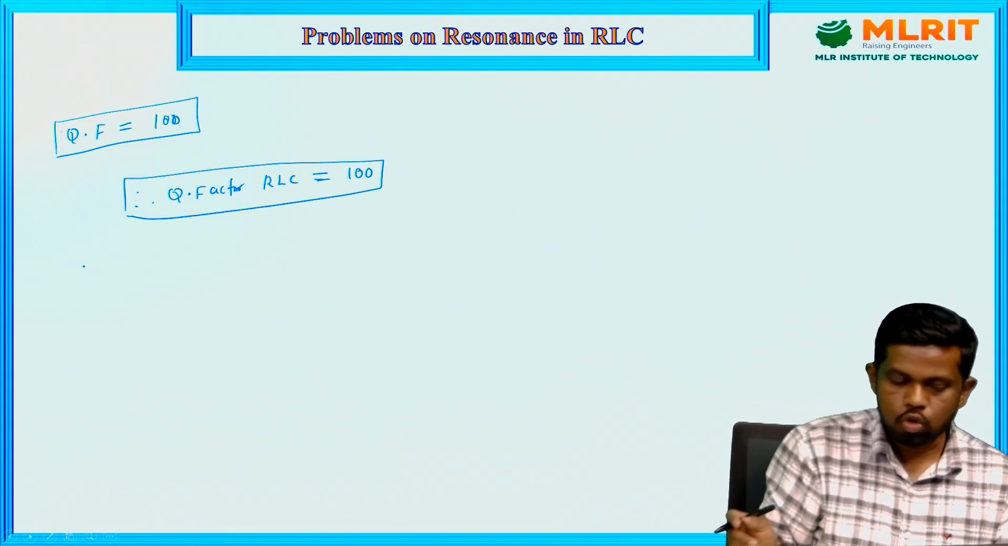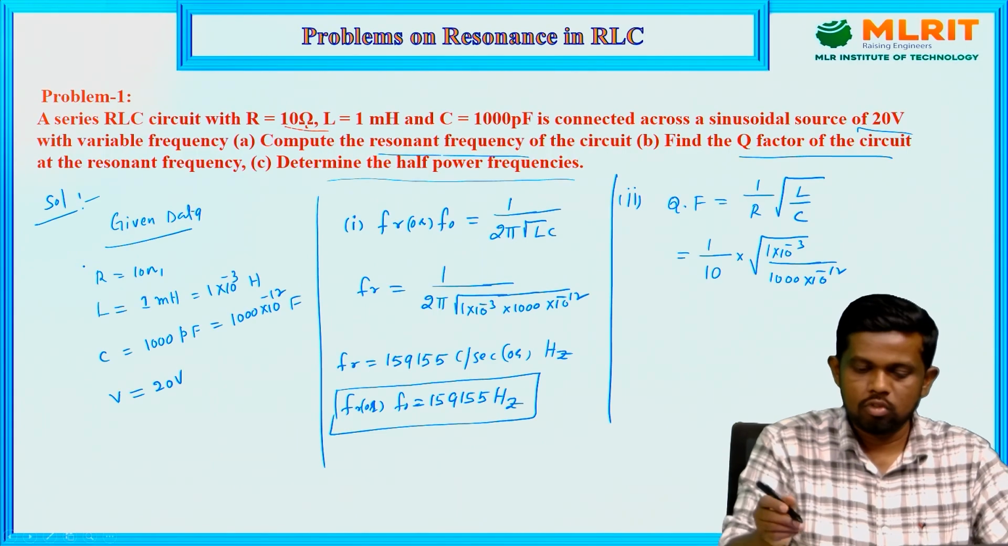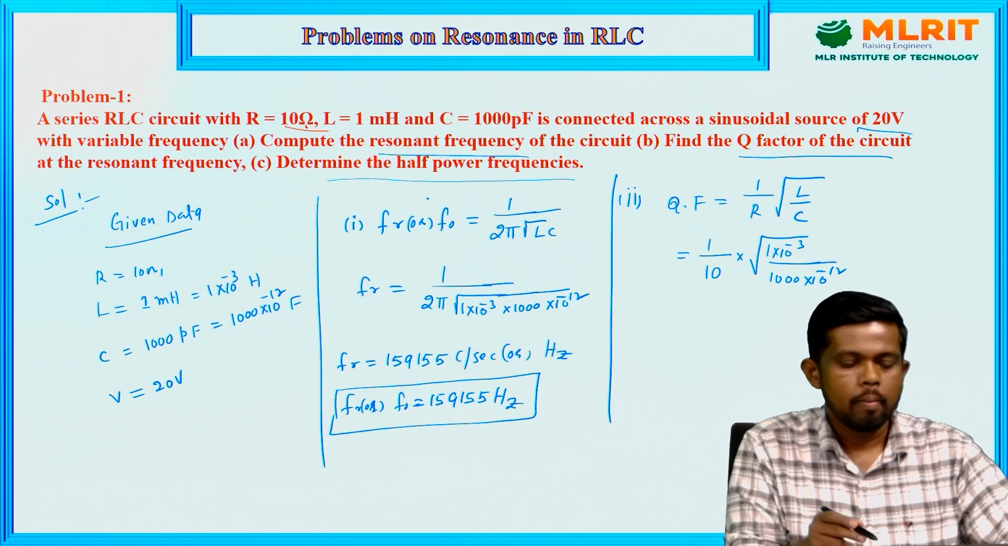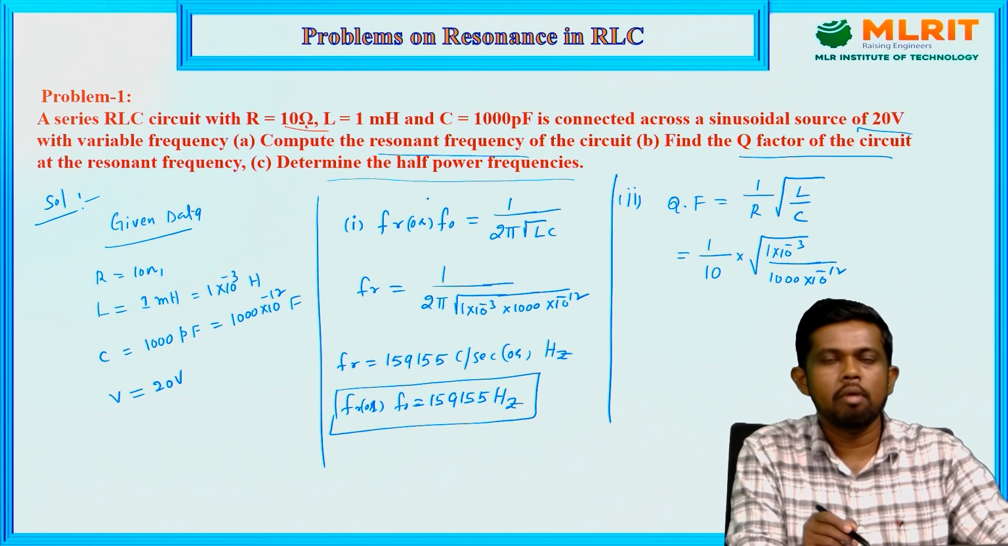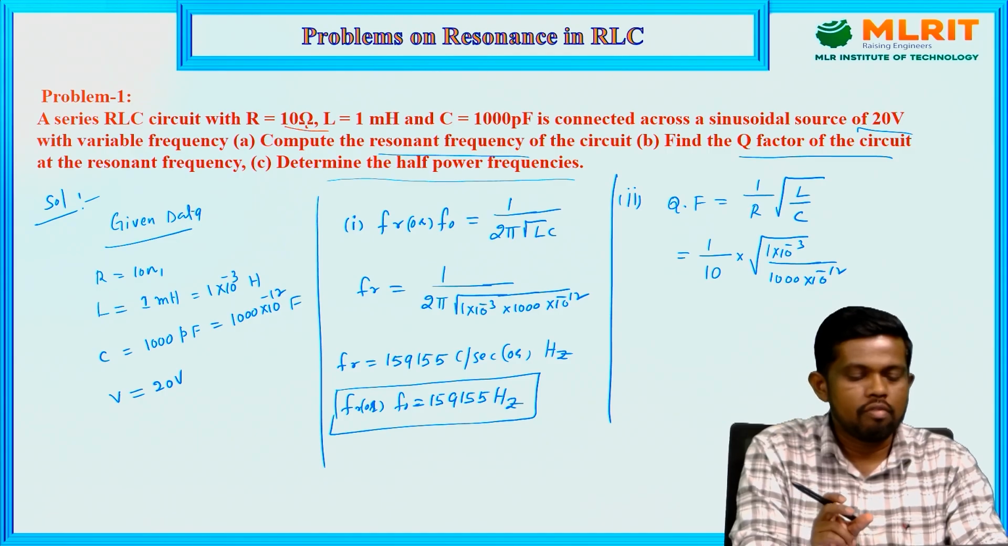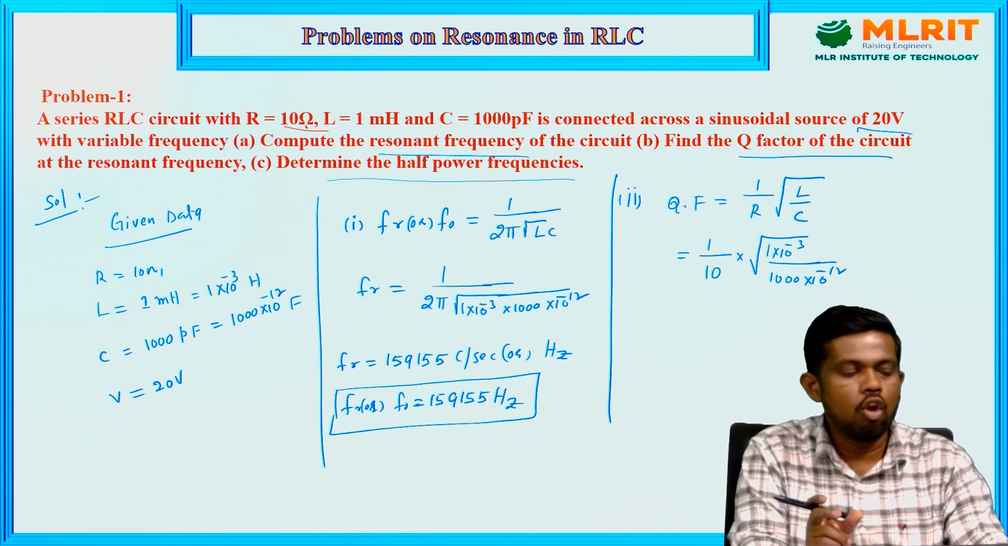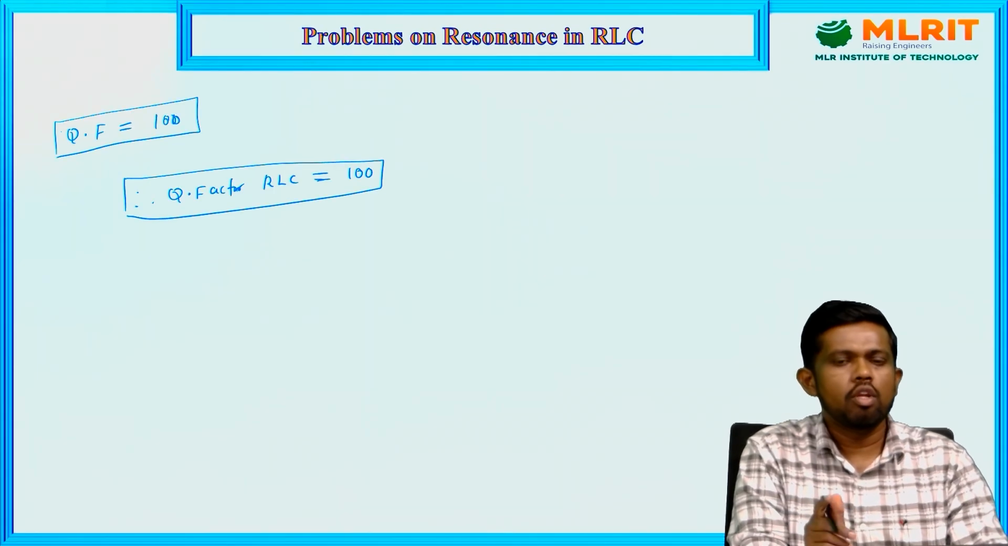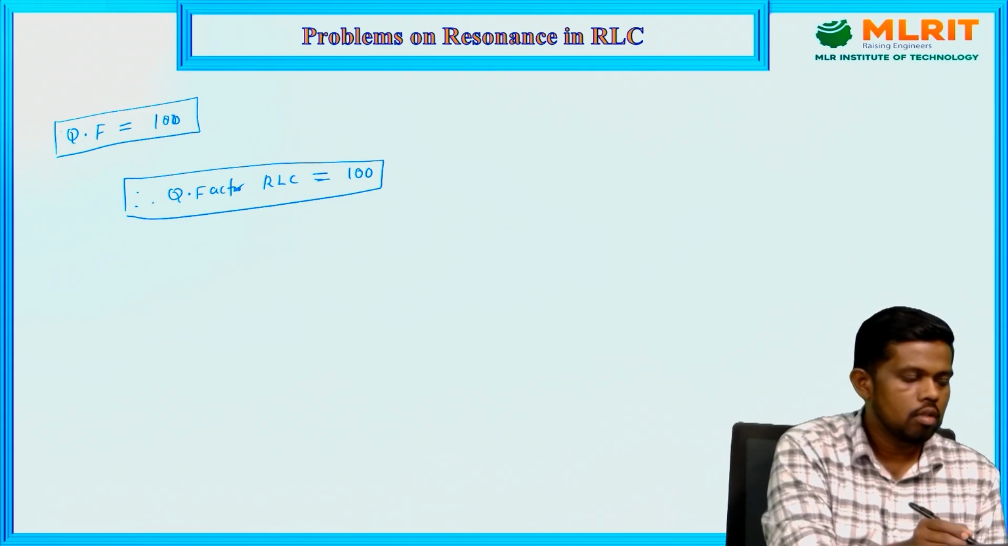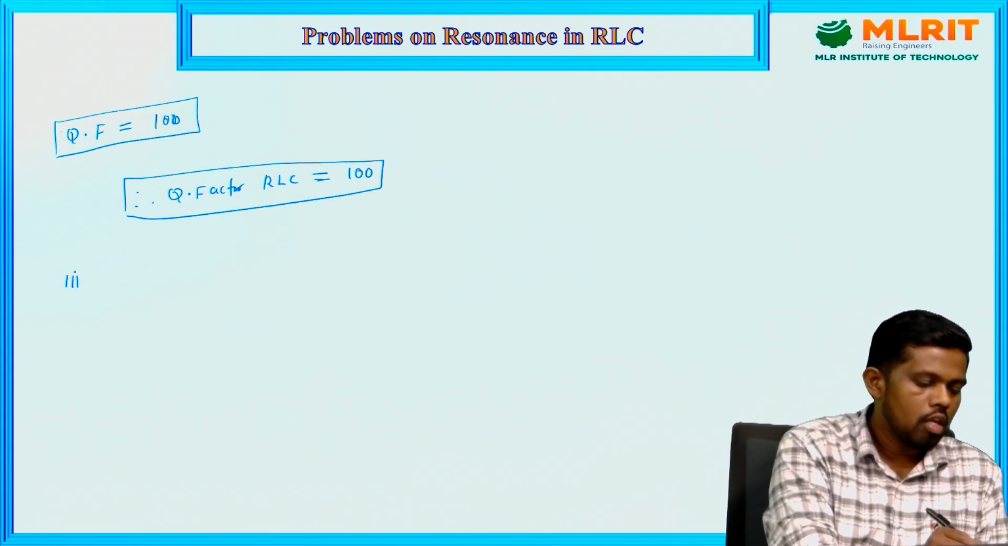So the question number 3, they have asked us to determine the half power frequencies. Half power frequencies means the upper and lower cutoff frequencies. So we need to find the upper and lower cutoff frequencies. That is question number 3.